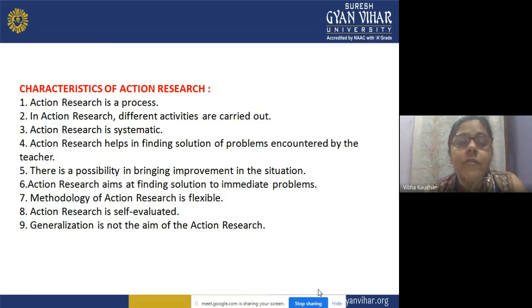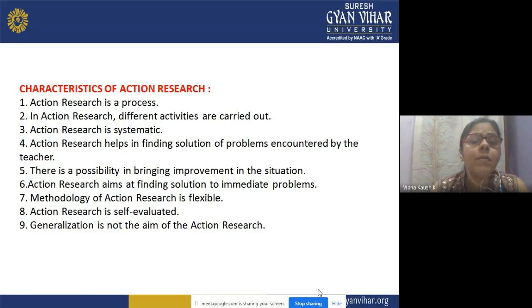Now, what are the different characteristics of action research? The first one is that action research is a process. It is a continuous process to get the solutions of the problem. In action research, different activities are carried out. Action research is systematic, which means it will be done in a systematic manner. First, we have to identify the problem, then we have to collect the data related to it, then we will apply a statistical tool, and in the end we will get some solutions.